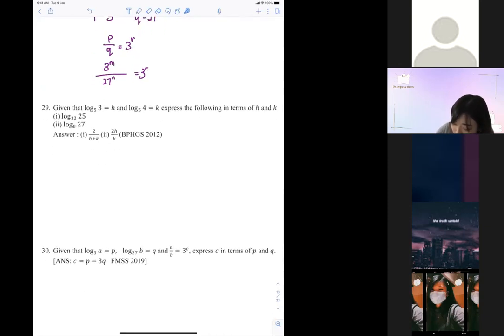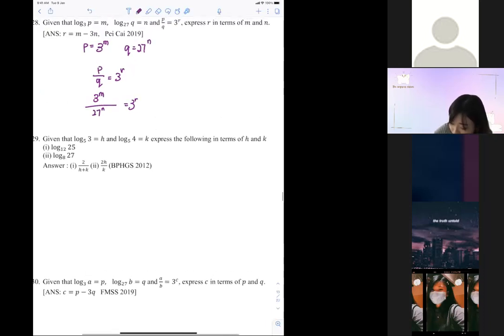Now to compare the power, we must make the base the same. So slowly, to make the base the same, 27 must change to 3. So 27 is 3 cubed. Since the base is the same, divide means the power you minus. Then you know that power equals power. So r equals m minus 3n.